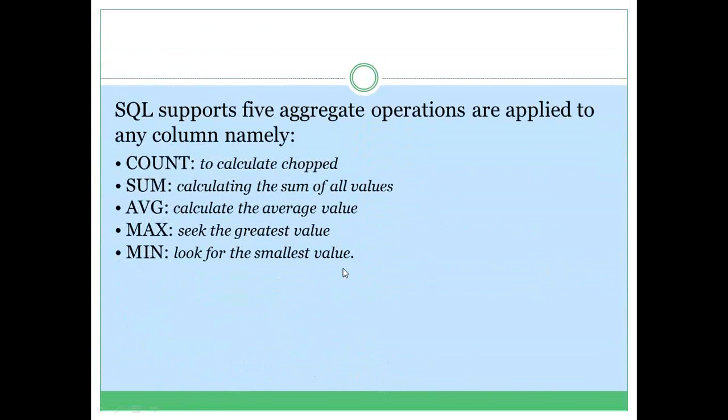Next, SQL supports 5 aggregate operations that are applied to any column, namely COUNT to calculate the number of rows, SUM calculating the sum of all values, and AVG or average to calculate the average value, MAX seeks the greatest value, and MIN looks for the smallest value.